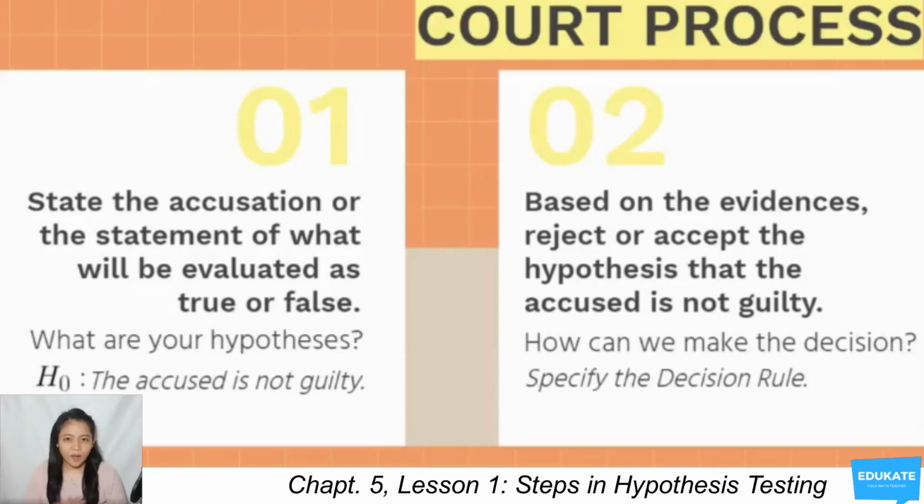Next, step 2. Based on the evidences, reject or accept the hypothesis that the accused is not guilty. The second step is to state the decision rule that we will follow in making the decision on whether to reject or fail to reject, accept the null hypothesis. In a court proceeding, it is a guideline that the court uses to evaluate the quantity and quality of evidences to be presented. And based on this guideline, the court decides whether to reject or fail to reject, which is accept, the hypothesis that the accused is not guilty.